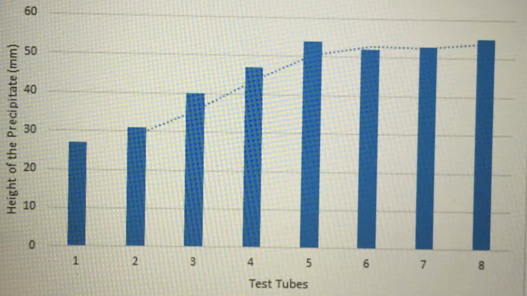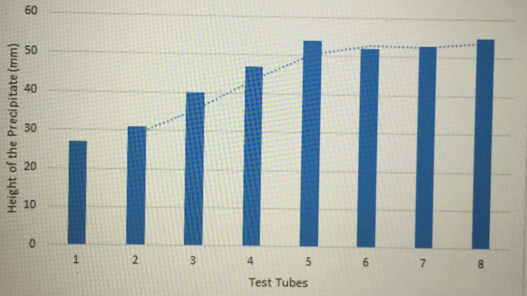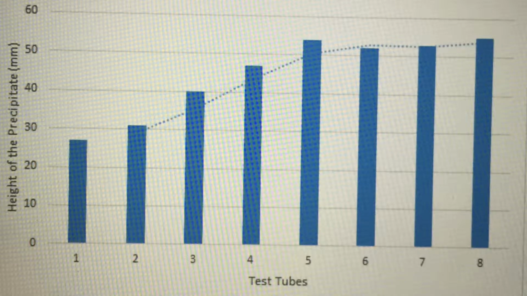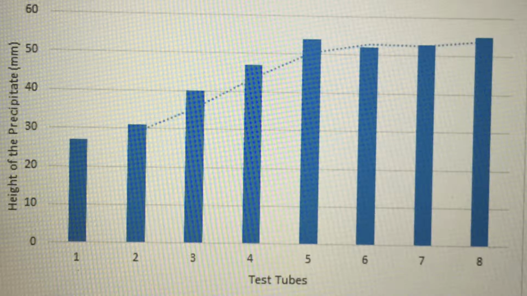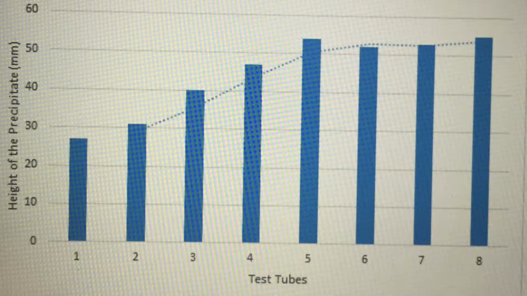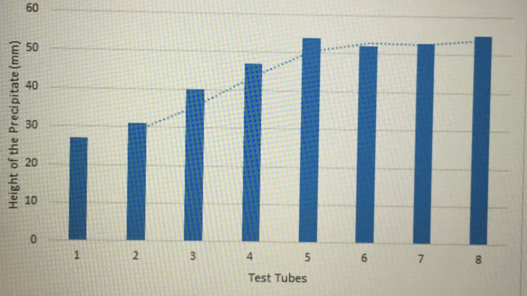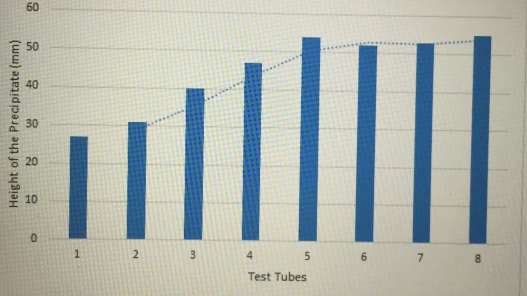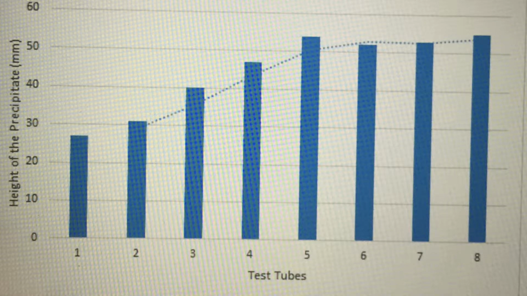Test tubes 1 through 8 have the same amount of copper sulfate but different amounts of potassium hydroxide. Based on the graph we created, test tubes 1 through 4 have low precipitate, which shows that as the amount of potassium hydroxide is increased, the amount of precipitate increases, which also gives us evidence that potassium hydroxide is the limiting reactant for test tubes 1 through 4. And also, based on our data, we can say that copper sulfate is the limiting reactant for test tubes 6 through 8 because even as the amount of potassium hydroxide is increased, the precipitate levels out.